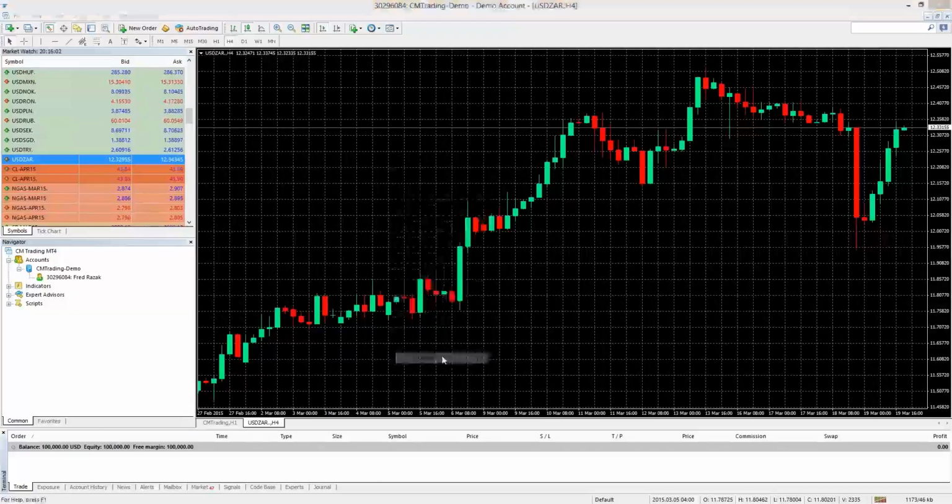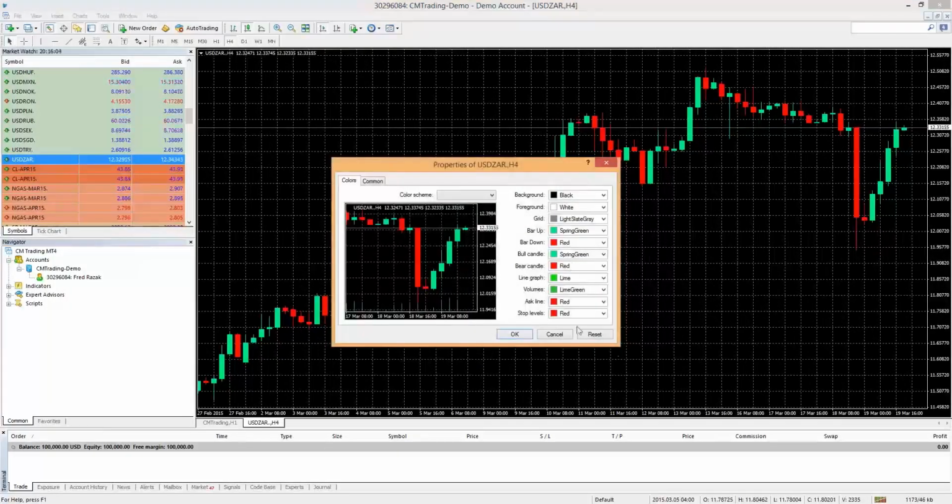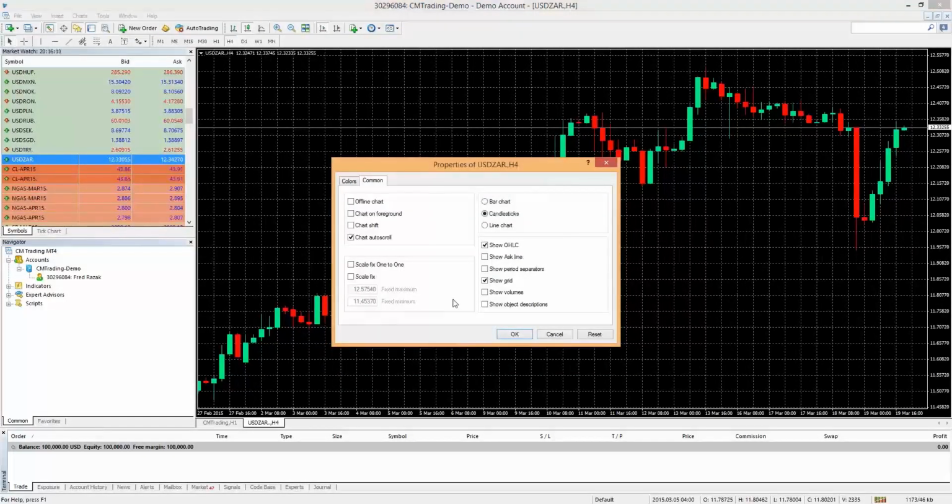By pressing the properties, you could change different properties on the graph, kind of customize your coloring on all that. Okay, if you go on the second column, you see there's colors and common. You could change different types of options on it also. You could make it a bar chart, a line chart, and so on. And then you could also have the option of show ask line, okay, which actually shows you the spread.